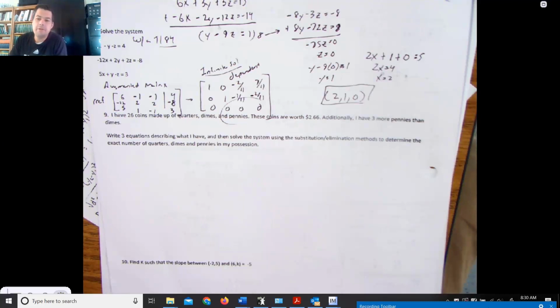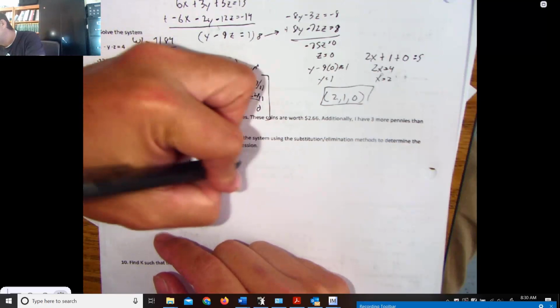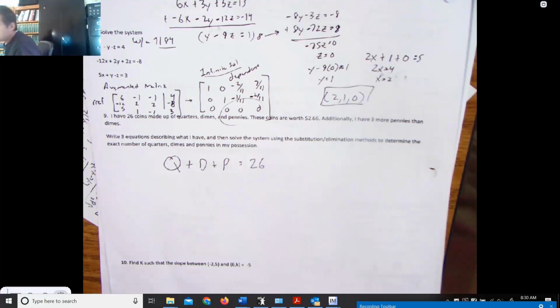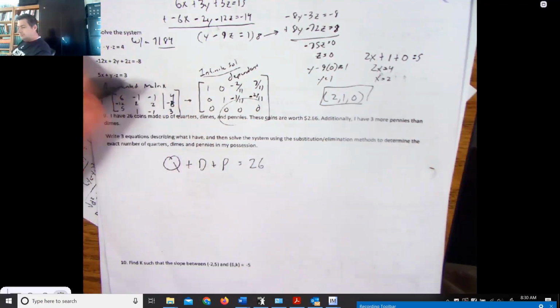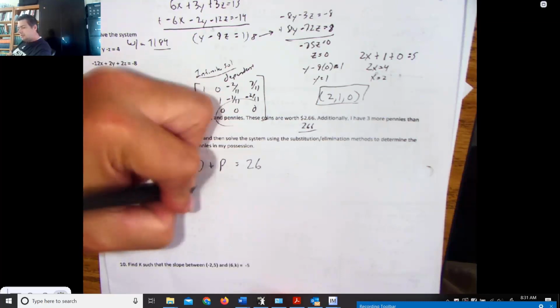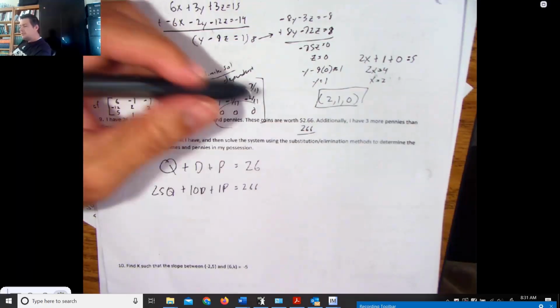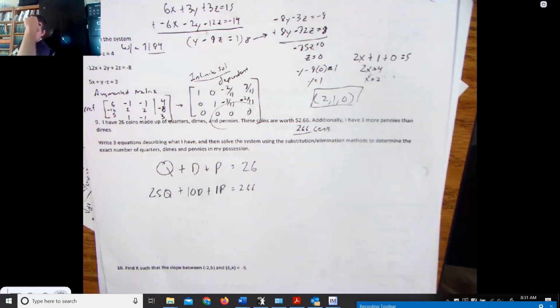I'm going to do number 9 first. I have 26 coins made up of quarters, dimes, and pennies. So if I take the number of quarters, the number of dimes, and the number of pennies, they add up to 26. The coins are worth $2.66. A quarter is worth 25 cents. I'm actually going to convert this to 266: 25Q, a dime is worth 10 cents, plus 10D, plus a penny, 1P, is 266. So I converted that to 266 cents so that I could use whole numbers. Additionally, I have 3 more pennies than dimes.